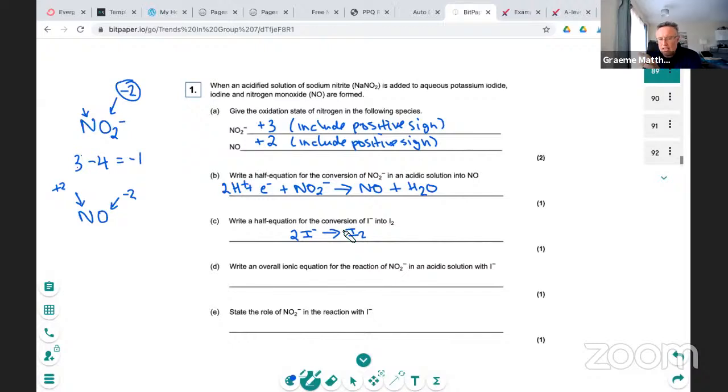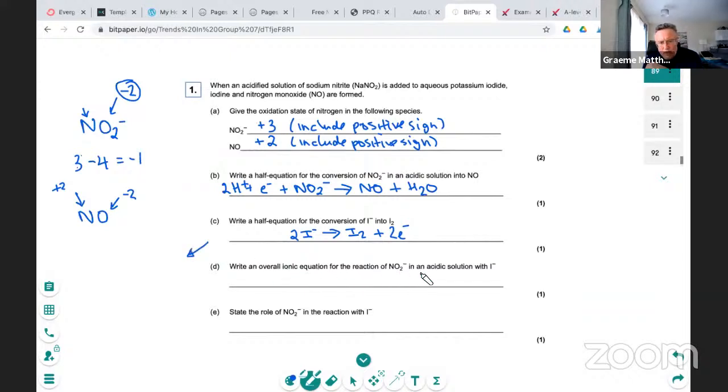So the I minus going to I would be losing 1 electron, wouldn't it? But iodine, I2 is diatomic, therefore we've got double the atoms, and therefore this is going to be 2 electrons. And so I need to put this on this side here, like so. Now, do I need to worry about oxygens? No. Hydrogens? No. Yeah, I think I've got that right. All right, so hope so. Here we go.